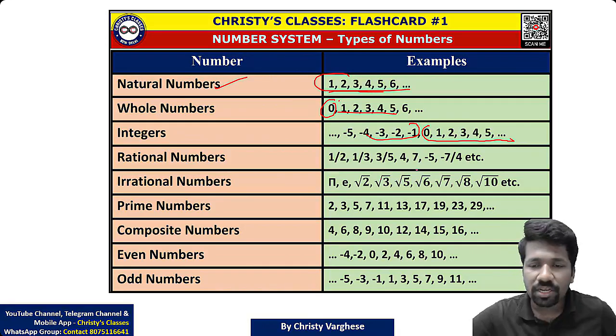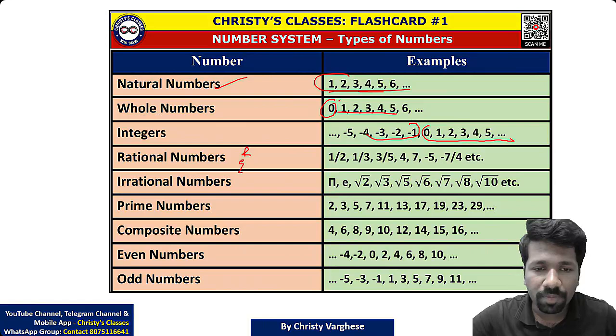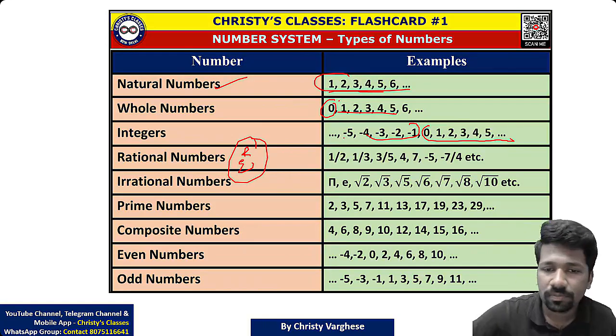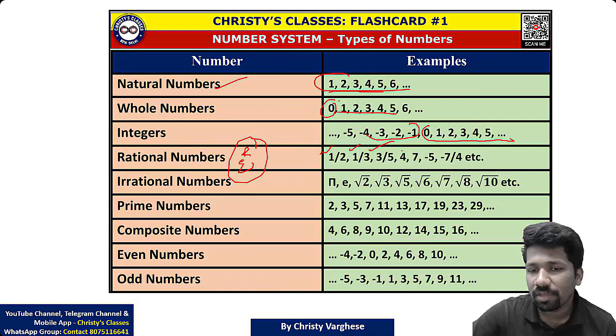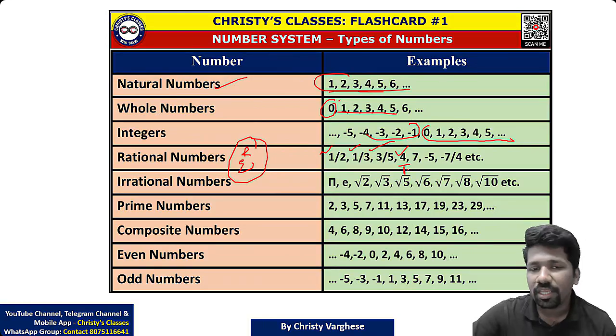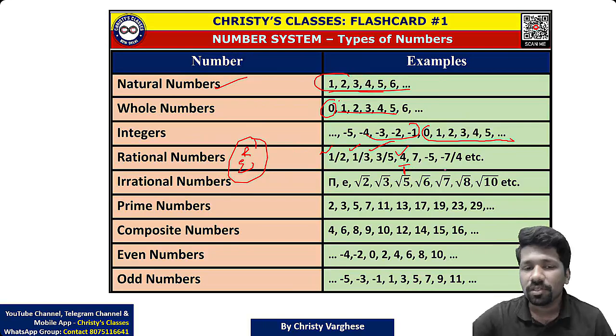Now what are rational numbers? Numbers of the form p by q, where p and q are integers. Say 1 by 2, 1 by 3, 3 by 5, 4. 4 is rational because 4 by 1. Any integer can be written as integer by 1, so the p by q form is satisfied. So what is an irrational number? A number which cannot be written in p by q form where p and q are integers.